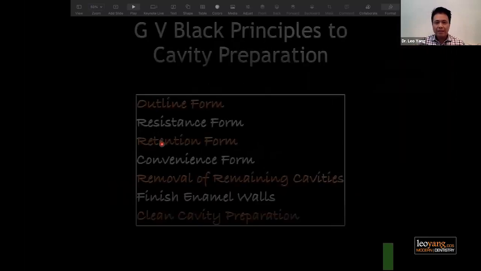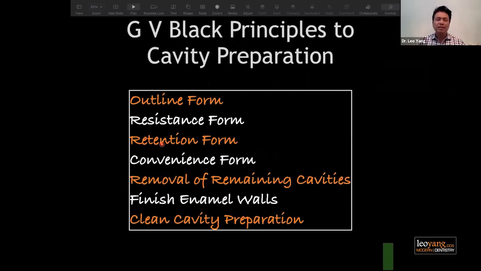So with that said, if you go back to the dental school days, I went back to the G.V. Black principles of cavity preparations. If you remember this, it's funny, as I was looking at this, I thought, wow, still a lot of this applies to me. So what did he say? He said there's 7 principles, which is the outline form, resistance form, retention form, the convenience form, the removal of remaining cavities, finishing enamel walls, and clean cavity preparation.